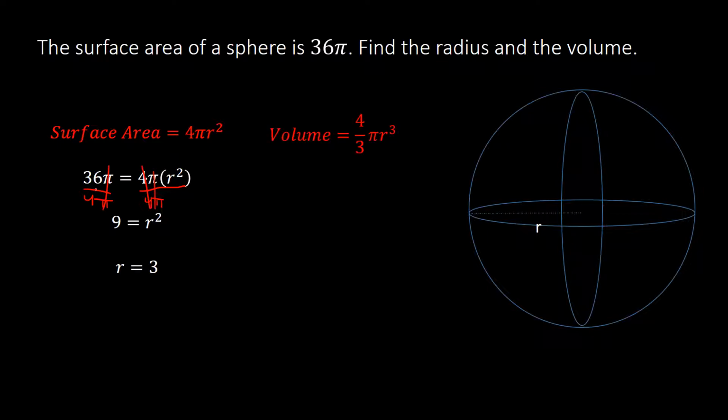Then for the volume, we just plug that radius into the volume formula, and it gives me 4/3 times pi times 3 cubed. 3 cubed is 27, and 27 times 4/3 gives you 36, and then multiply that by pi.